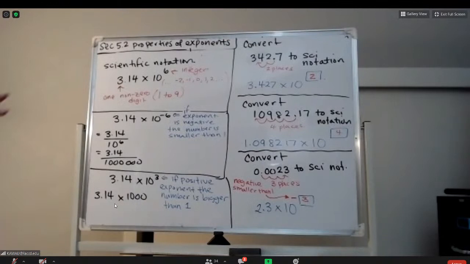So you'll probably get one problem where you convert from a regular number to scientific notation. And now what we're going to do is go the other direction. Okay, so go and copy that first, and then we'll go the other direction.